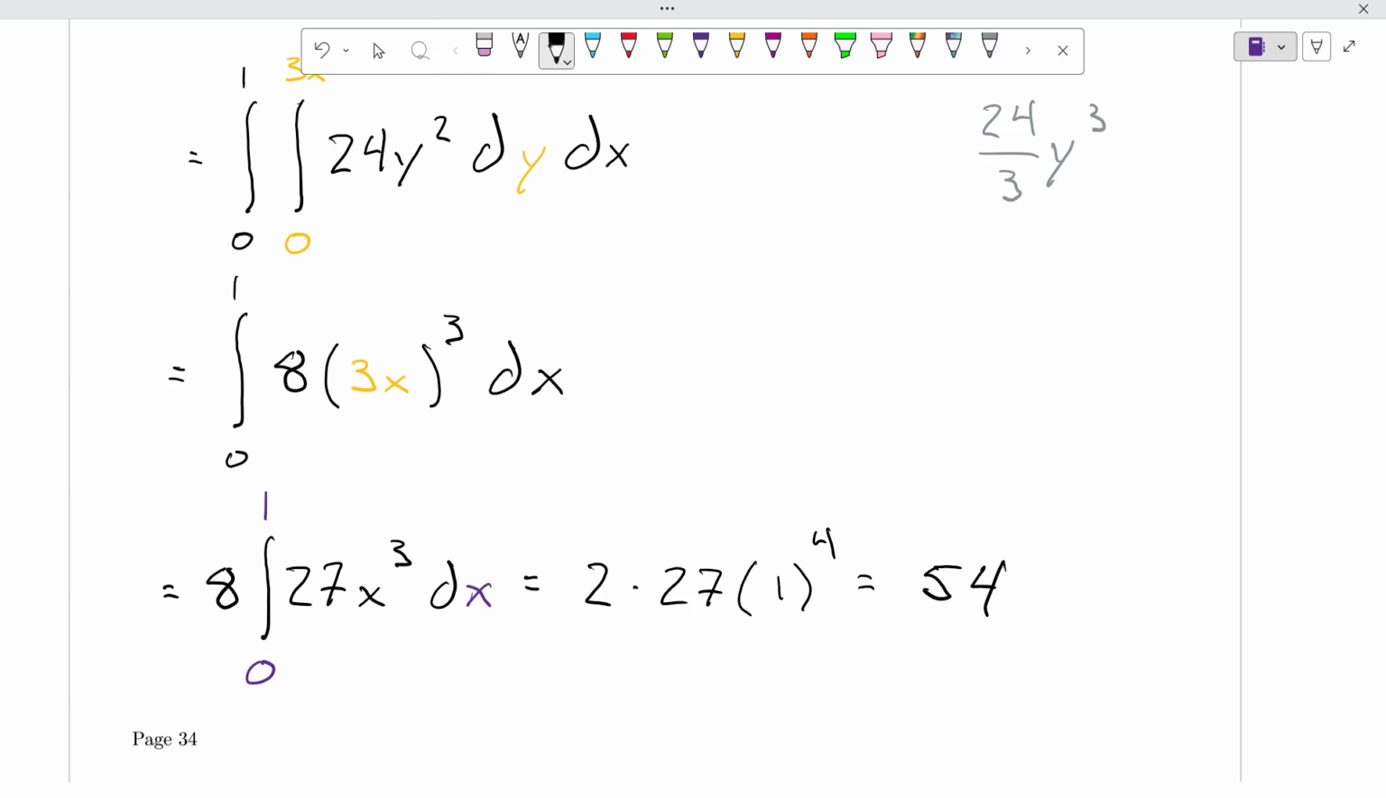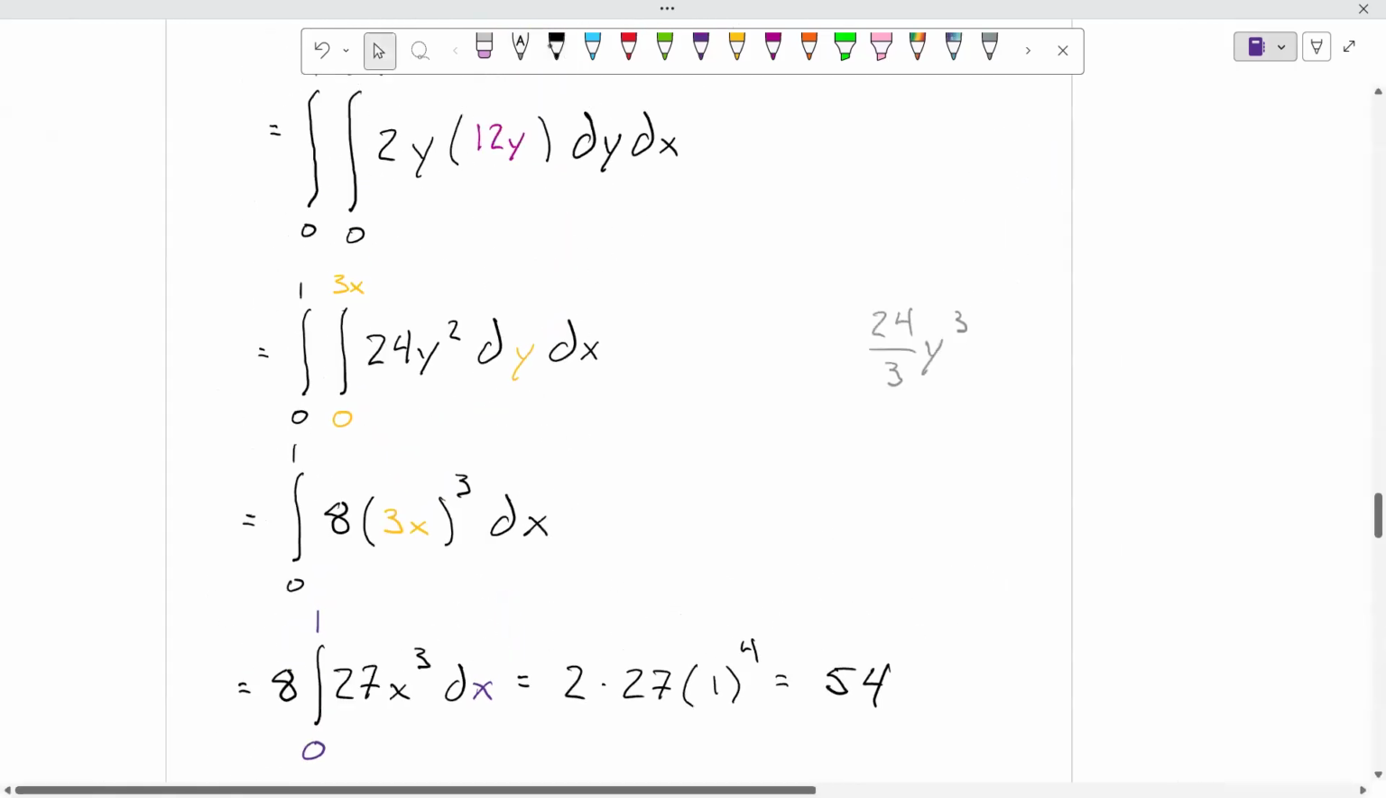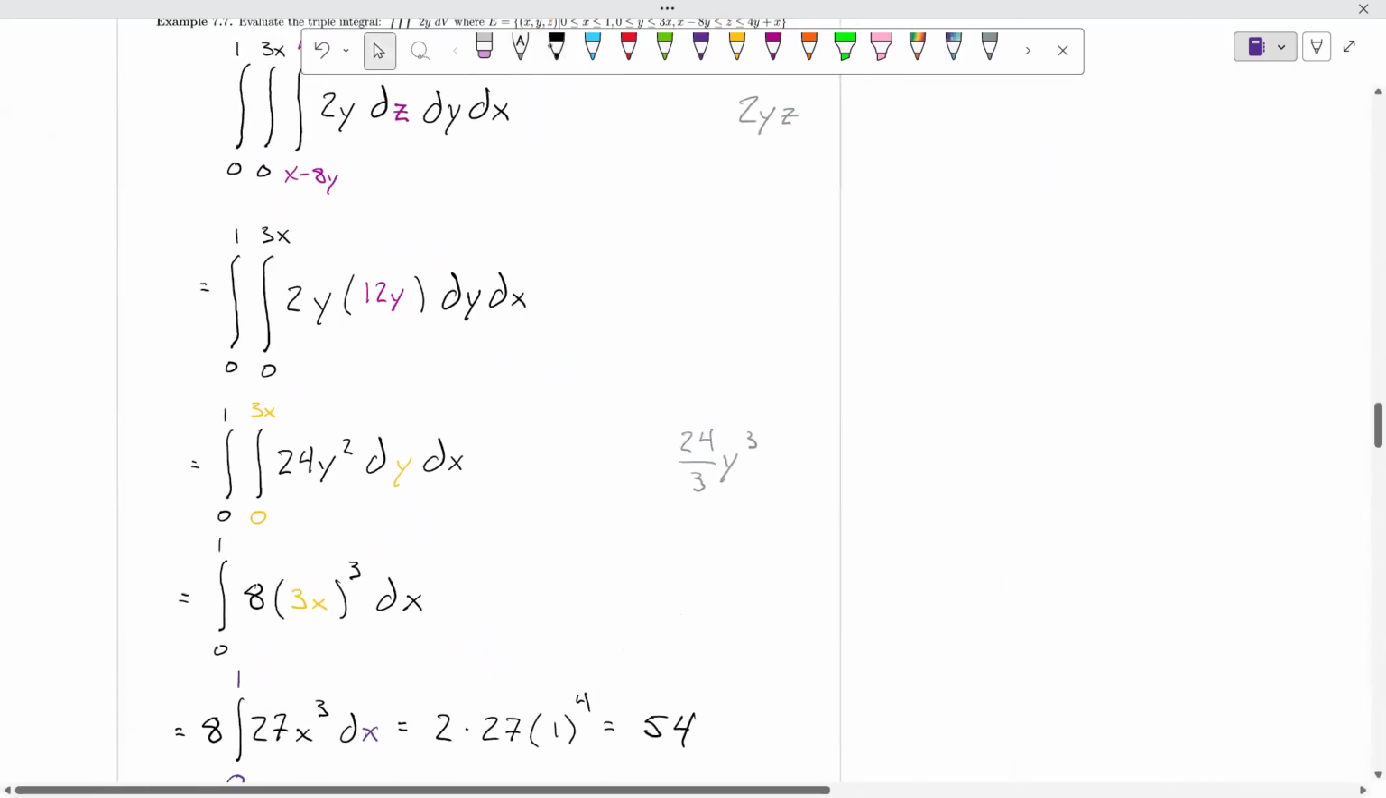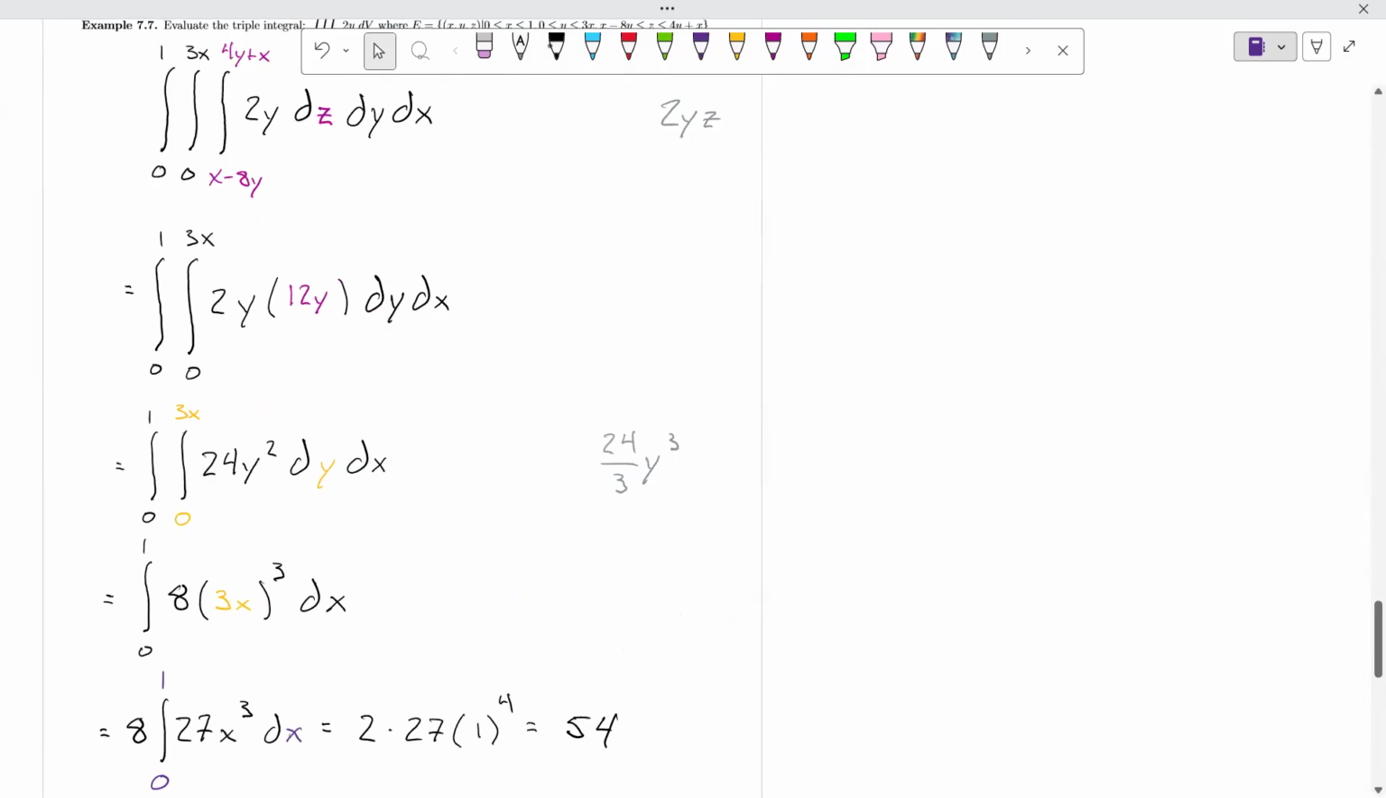Hopefully that's the answer we all got, right? Zoom out for a second to kind of put all of this on screen, so you can still see that stuff at the top.